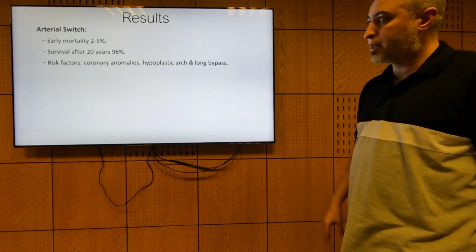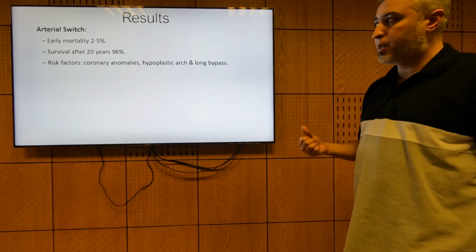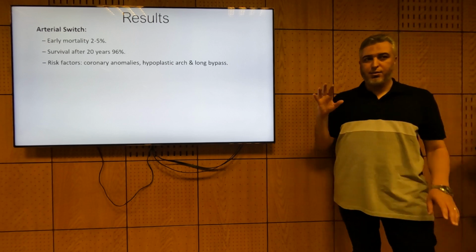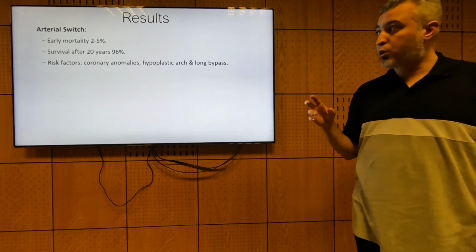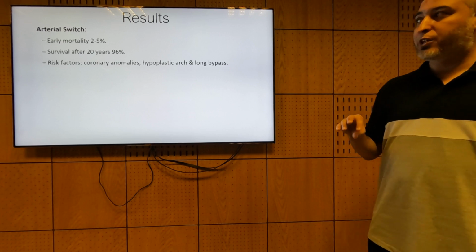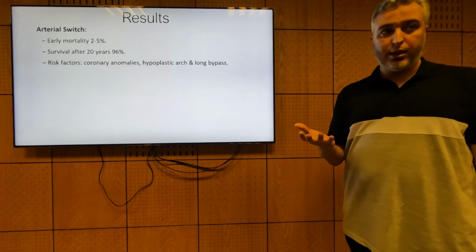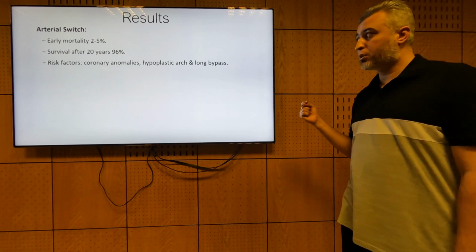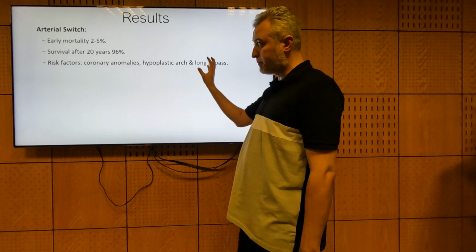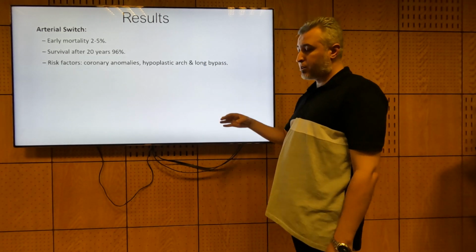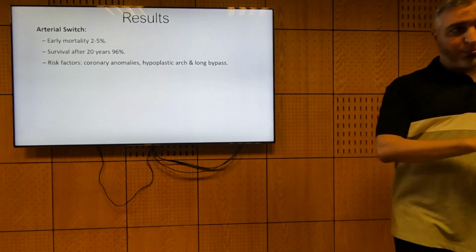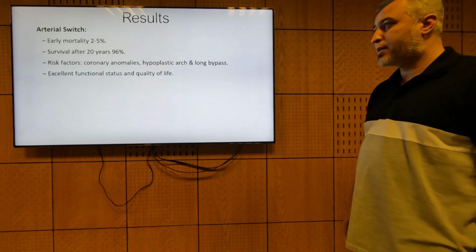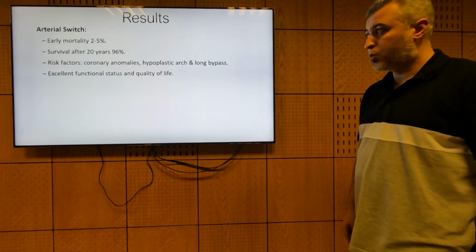Risk factors for early mortality were coronary anomalies. Some coronary patterns are actually very high risk for transfer, and if patients have these types of anomalies, they can get coronary ischemia and might not be able to tolerate that. Patients with hypoplastic aortic arch, again, this is not a rare entity, will have to get arch repair in addition to the arterial switch, and long bypass times. Most of these patients had excellent functional status and quality of life, which is great.